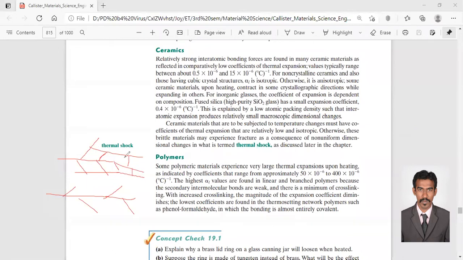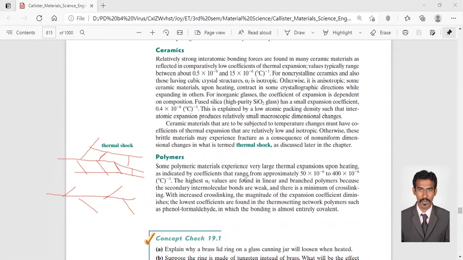Why? There are too many branches or cross links, which need to be expanded. But here, it's not the case. If you provide heat, all the heat will be supplied to these single bonds and that will expand, right? So that's why it's mentioned.